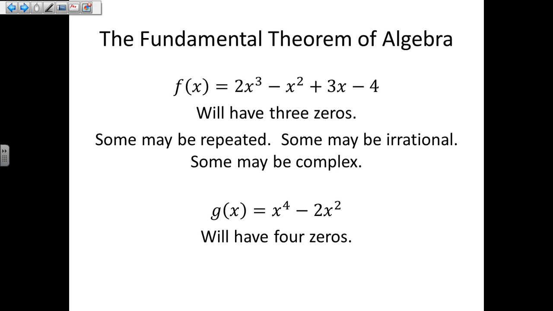The g of x will have 4 zeros. Again, some may be repeated. Some of them may be irrational. If there are any irrational, they come in pairs. And some of them may be complex.